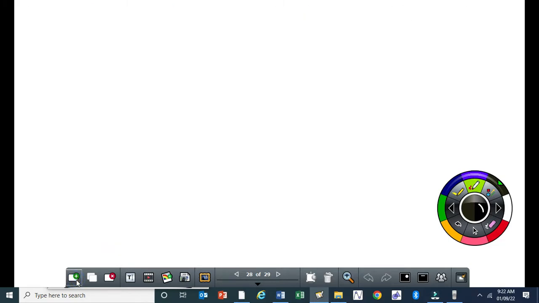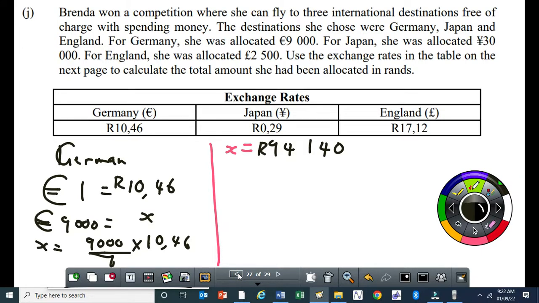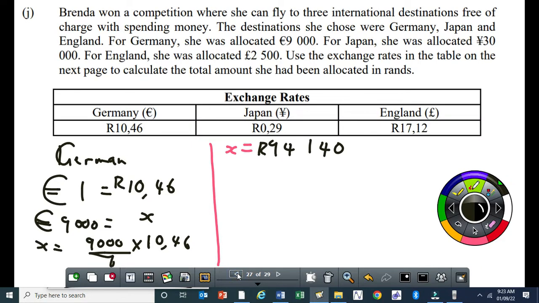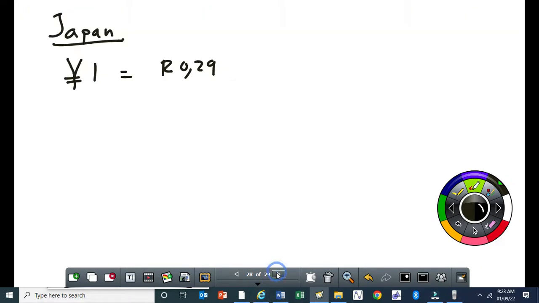Then, let's move on. For Japan, in this case, 1 yen is equal to 0.29 rand. So if you have got 30,000 yen, in rand, how much are you going to get? That's what we are trying to calculate.